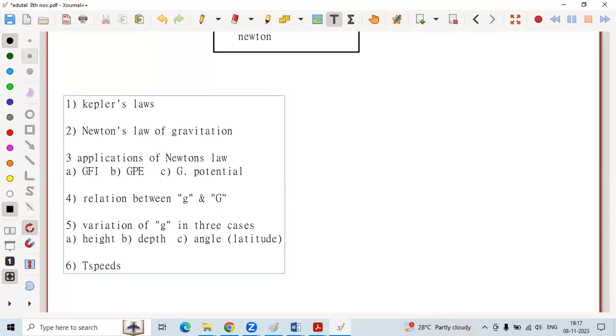What are they? Did anyone remember? Escape speed, orbital speed. Very good. So there are two speeds: one is escape, the second one is orbital. That's all. This is a major chunk of gravitation.